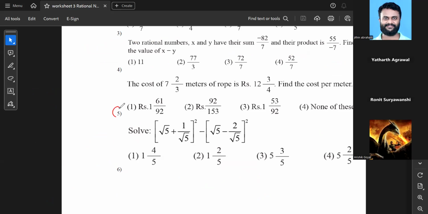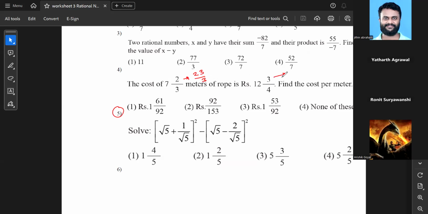Next, question number 5. The cost of 7 and 2/3 meters of rope is 12 and 3/4. Find the cost per meter. So, how do we find the cost of anything per unit? Basically, we divide them. But before we divide them, let's convert them into normal fractions. When I convert this 7 and 2/3 into a normal fraction, it becomes 7 into 3 is 21, 21 plus 2 is 23, so 23 upon 3.